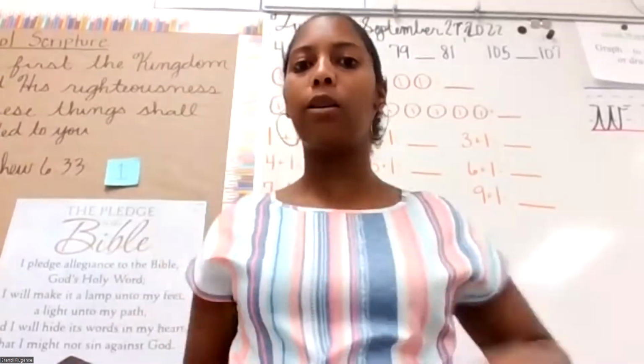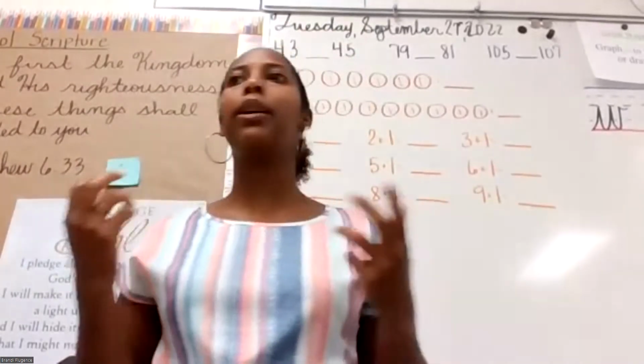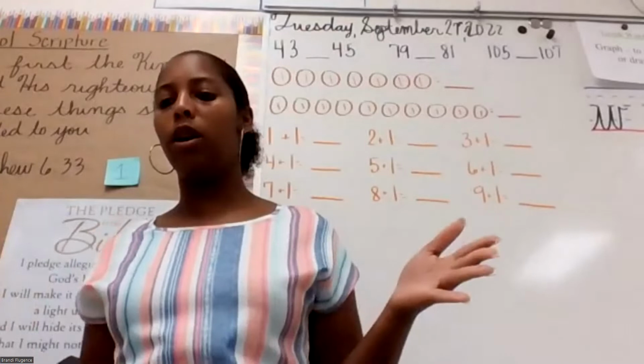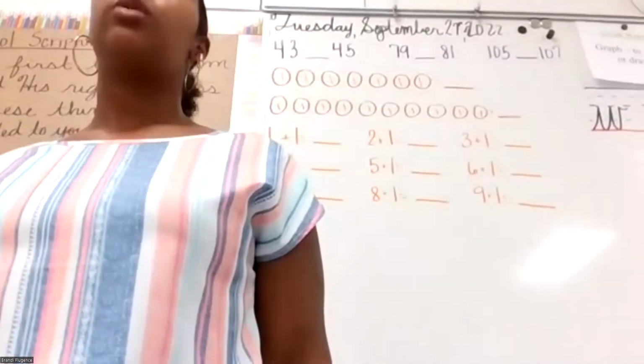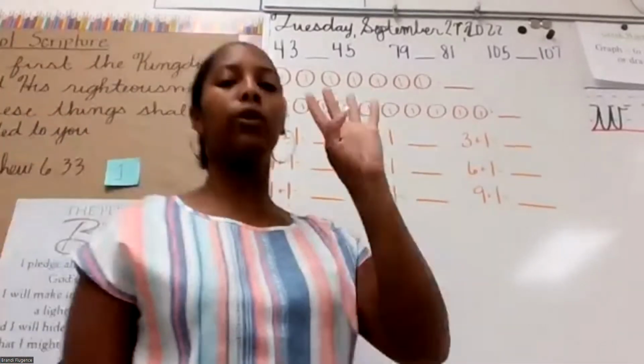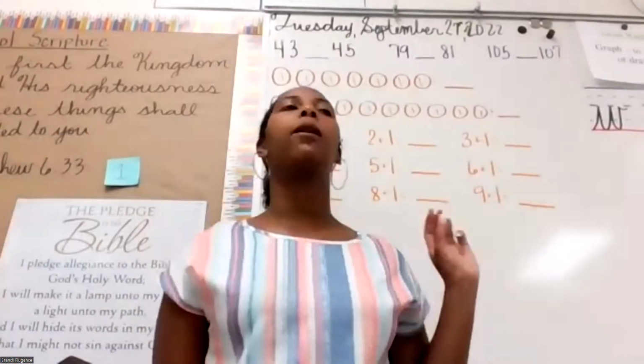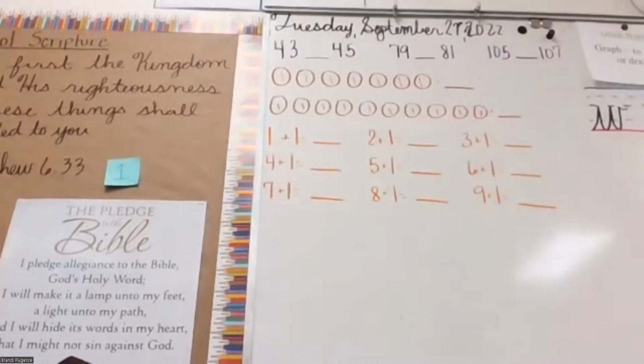Let's start with our doubles facts. We can just say them because I think we know them by now. 1 plus 1 equals 2. 2 plus 2 equals 4. 3 plus 3 equals 6. 4 plus 4 equals 8.